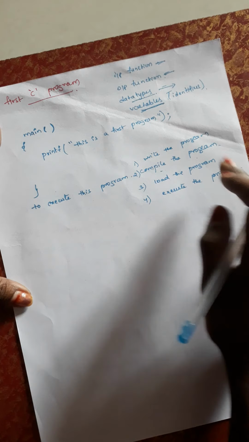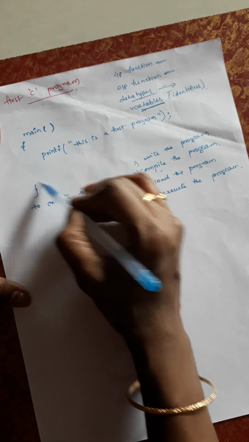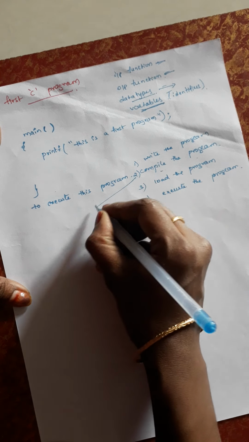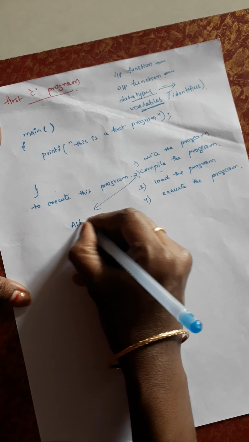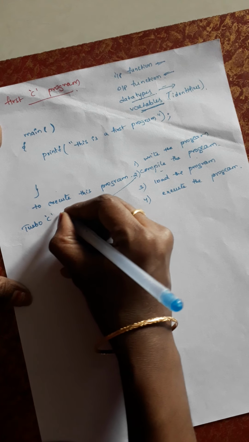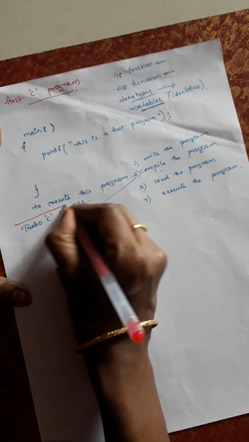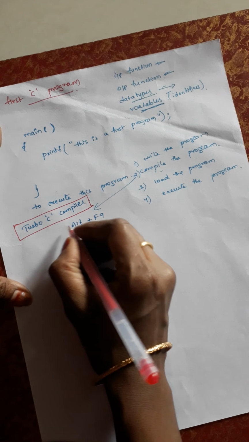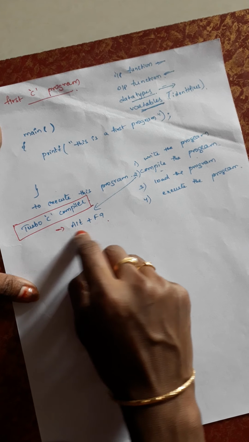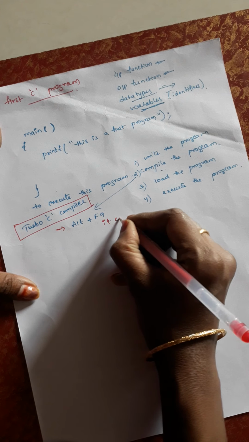So we get the output. Everything is done internally. I have written the program and it is ready. Next, compile the program. To compile the program, we press Alt plus F9 if you use the Turbo C compiler. These are the commands for the Turbo C compiler. We have to press the Alt and F9 keys, and it compiles the program.